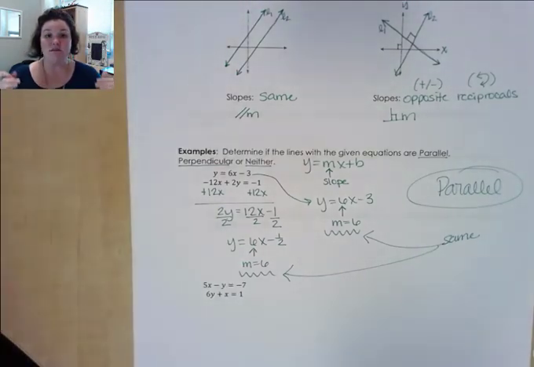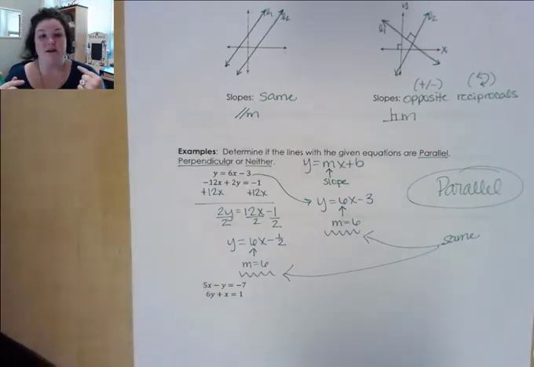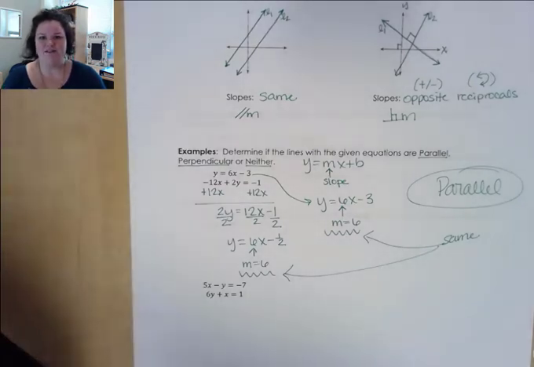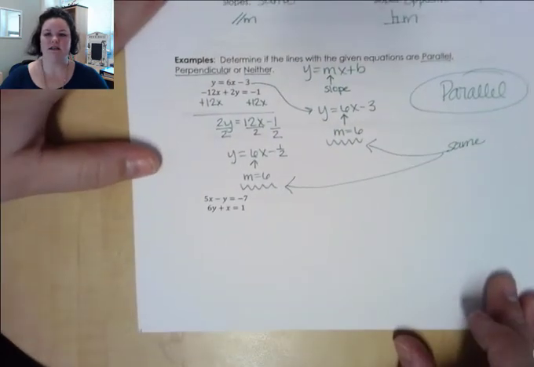So solve each line for y and then just compare the slopes. If they're the same, then they're parallel. If they're opposite reciprocals, then they're perpendicular. And if they're not related at all, then they're neither, right? All right, let's look at another one.